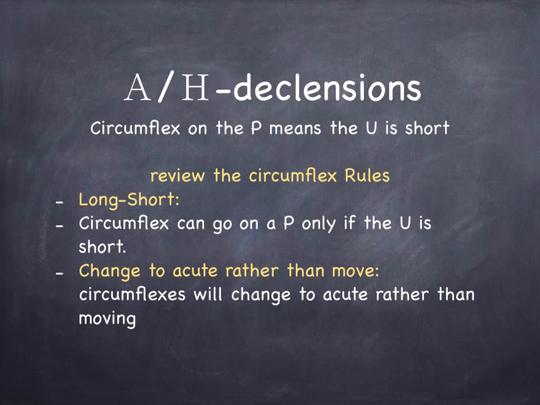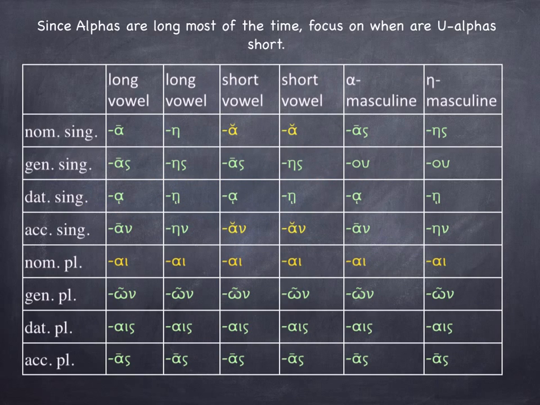Eta, alpha, or alpha eta declensions. Now review again this long-short rule, because remember our issue was with alphas, we don't know sometimes whether it's long or short. So here is a grid that shows the cases when alphas are long and alphas are short. And what we find out is that most of the time alphas are long. So that's good. It means that it's best to focus on when alphas are short. Alphas can be short in the nominative and accusative and in the nominative plural. Okay. So this, of course, is going to affect how these things work.